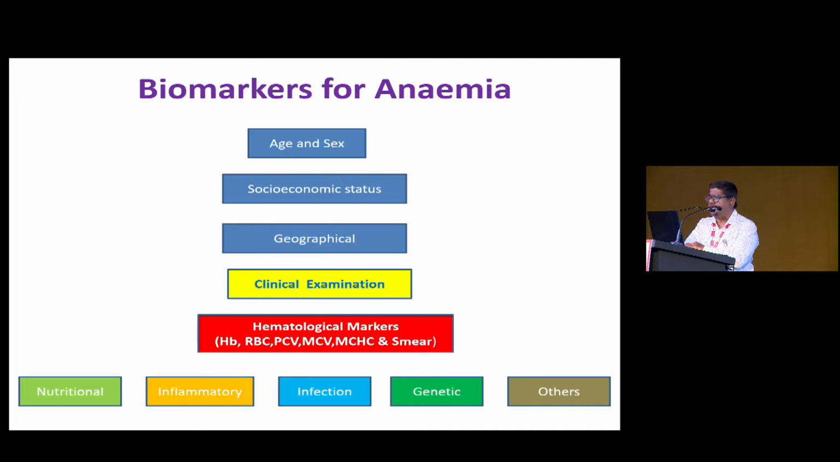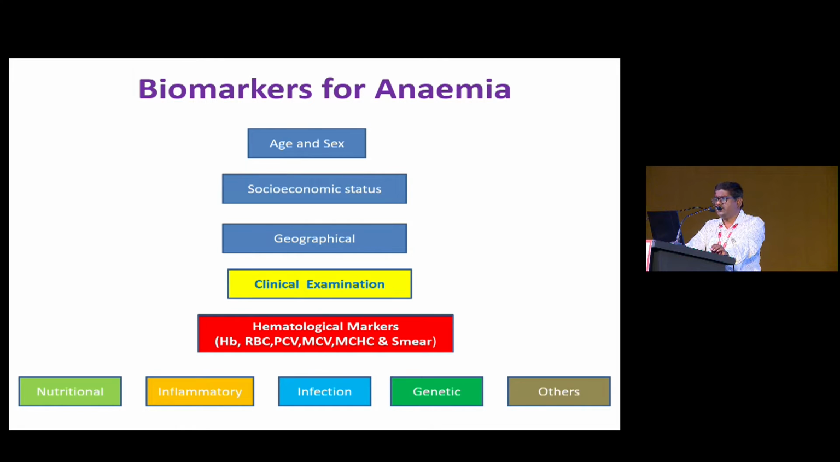General approach: how can we go for the differential diagnosis? We should start from age and sex, whether they are preschool children, male or female. Socioeconomic status is very, very important here, including where they are living, high altitude, whether they are pregnant women or smokers. Take all these things into consideration along with the geographical distribution. Clinical examination is most important.